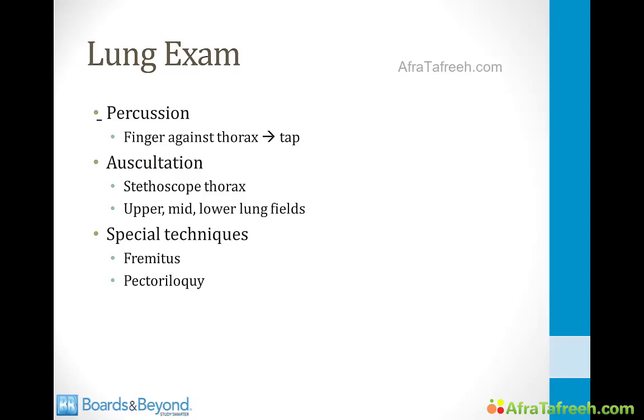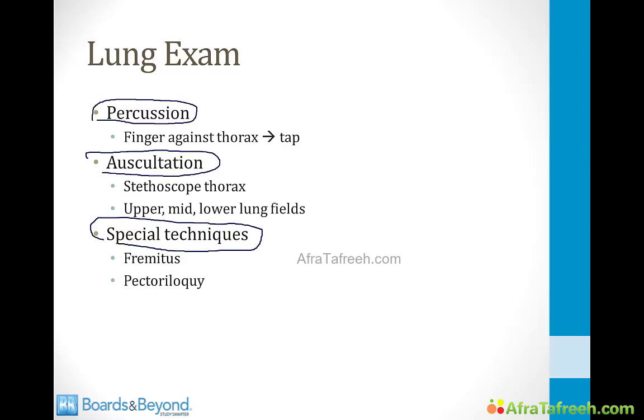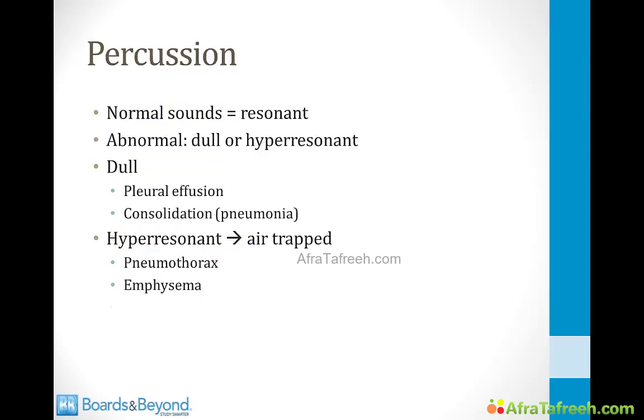So the first way we examine the lung is through percussion. This is where you place your finger against the thorax in the patient's back and you tap and listen to the sounds. The second way we examine the lungs is with auscultation. So this is using our stethoscope on the thorax, and we usually listen to the upper, mid, and lower lung fields. And then finally, there are a couple of special techniques like fremitus and pectoriloquy that we'll talk about in this module today. So let's talk about percussion first.